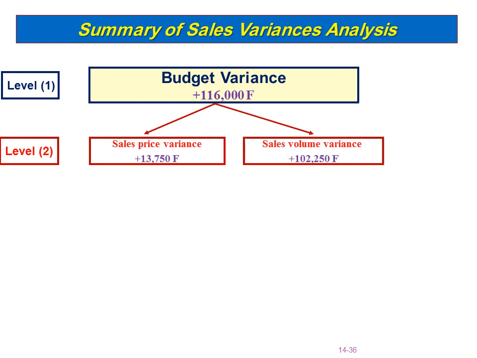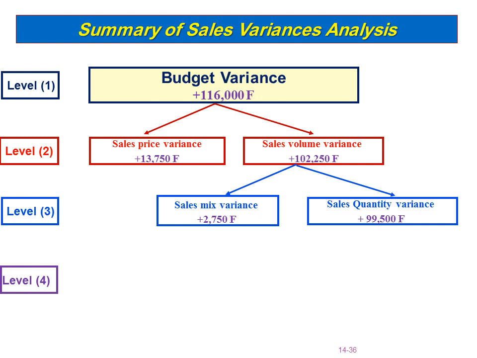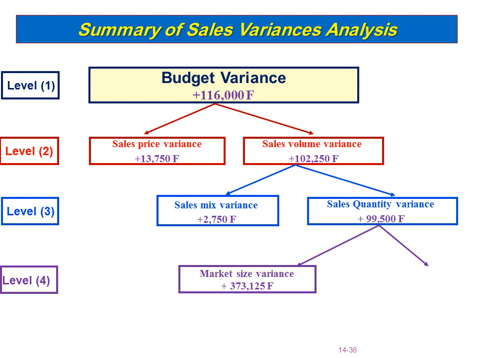The reasons in the second level are two: the sales price and the sales volume. For sales volume in the third level, the reasons are two also: maybe mix, maybe quantity. For the last level, the quantity will be divided into two: market size and market share. This is our map for analyzing the sales variances analysis using sales price.